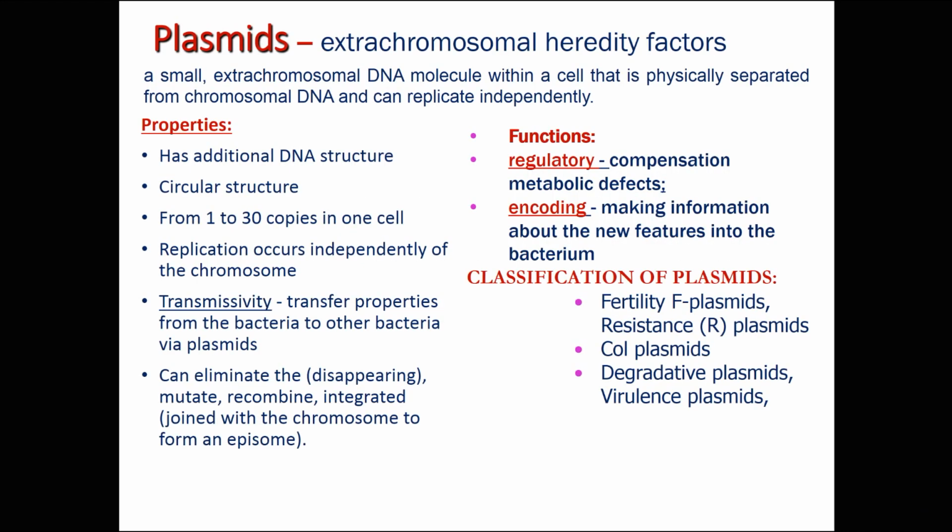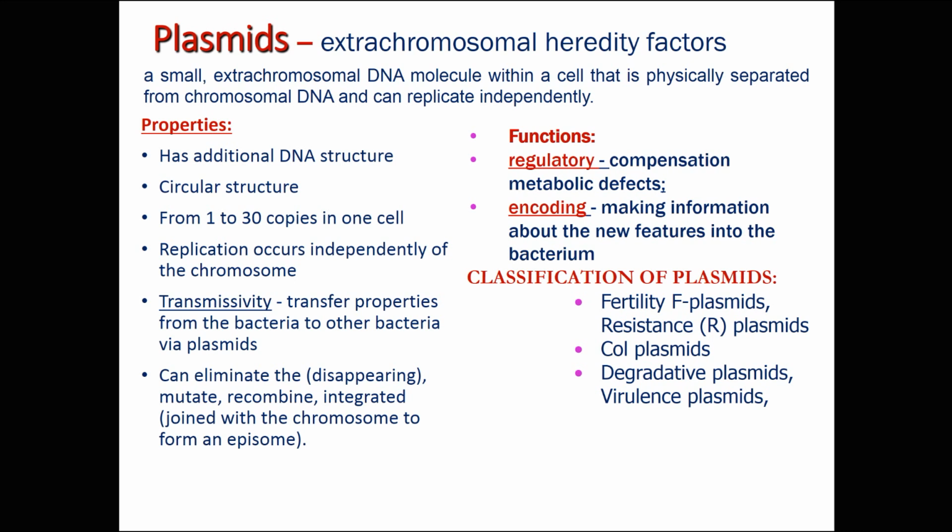Plasmids are small extrachromosomal DNA molecules within a cell that are physically separated from chromosomal DNA and can replicate independently. Properties of plasmid: has additional DNA structure, circular structure, has from 1 to 30 copies in one cell. Replication occurs independently of the chromosome. Transmissivity is the transfer of properties from one bacterium to other bacteria via plasmids. Can be eliminated, disappear, mutate, recombine, integrate, joining with the chromosome to form an episome.